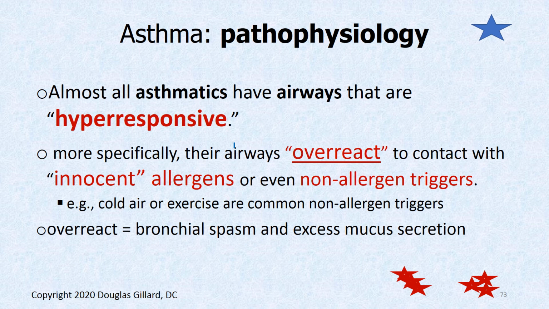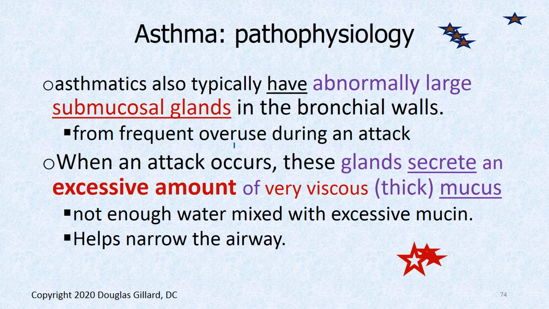But maybe a little pollen may trigger it. Innocent allergens can set off a wicked response. Even cold air and exercise. There's allergen type and non-allergen type. So you can go through these events, and it triggers a bronchial spasm and oversecretion of mucus, and you can't breathe. We already talked about how asthmatics have really big submucosal glands, which make the wall of the bronchus, or usually the bronchioles, bigger than normal, but it shrinks the lumen.